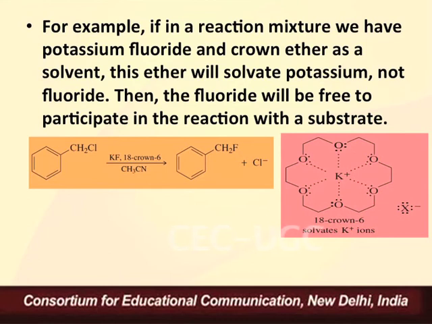Here I have shown the reaction of benzyl chloride with potassium fluoride in the presence of 18-crown-6, that is, crown ether, in acetonitrile, when benzyl chloride is converted to benzyl fluoride. The crown ether is solvating the potassium cation, leaving behind the naked fluoride anion, which then acts as a strong nucleophile.